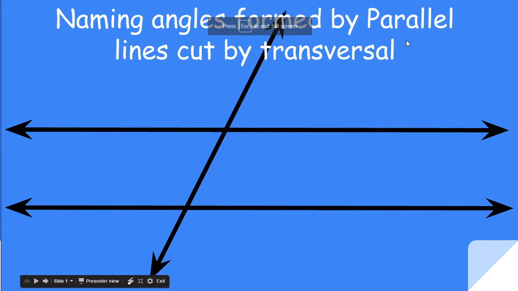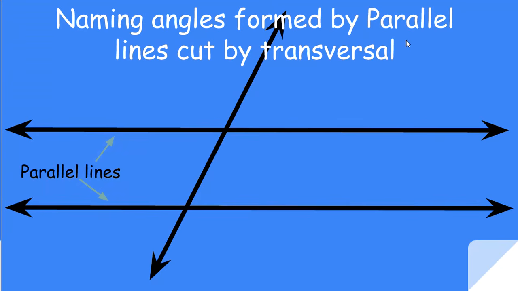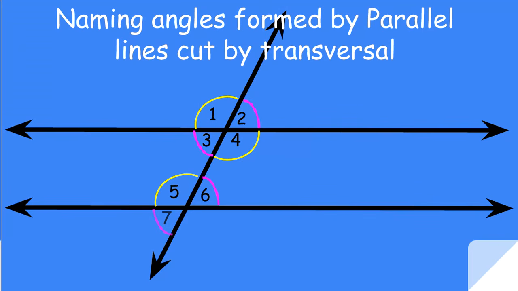We're going to name angles formed by parallel lines cut by a transversal. Here we have a set of parallel lines. The line that is intersecting these lines at an angle, any angle, is called the transversal. There are 8 angles that are formed when a transversal cuts through parallel lines.